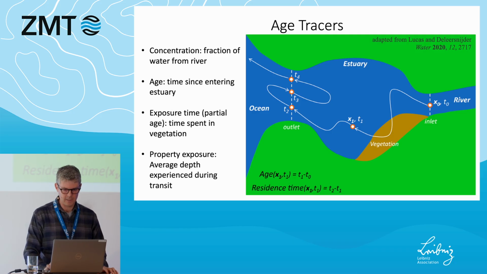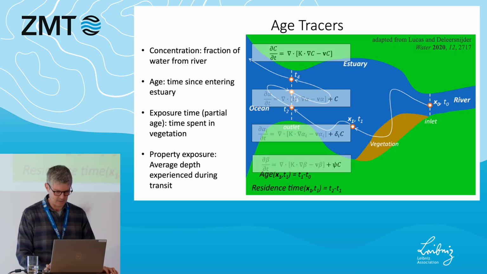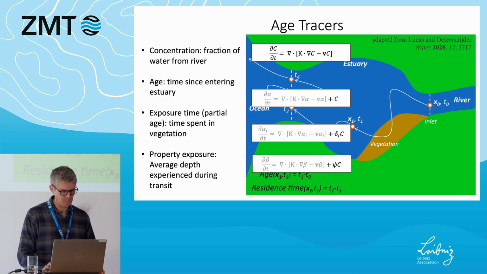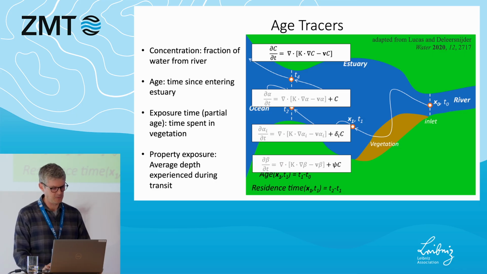And then I'd go all the way forward here because things are showing up in a strange order. Go to exposure time, which is also called partial age in the literature, and that can give you time spent in any region or time spent exposed to a certain property even. So in our case, it's time spent in the vegetated areas. And then property exposure can give you things like the average depth experienced during the transit. So the word average is important in this context.